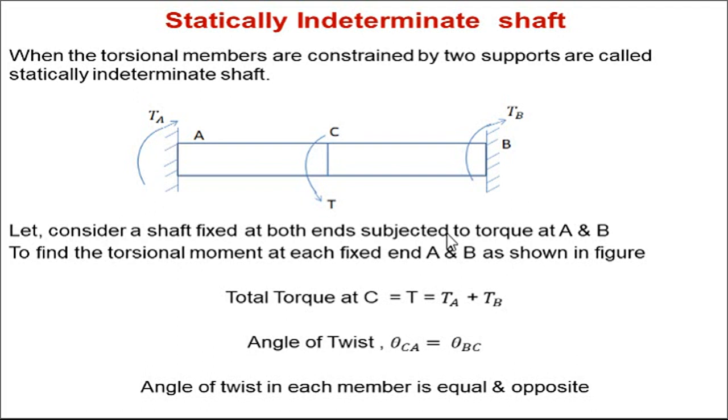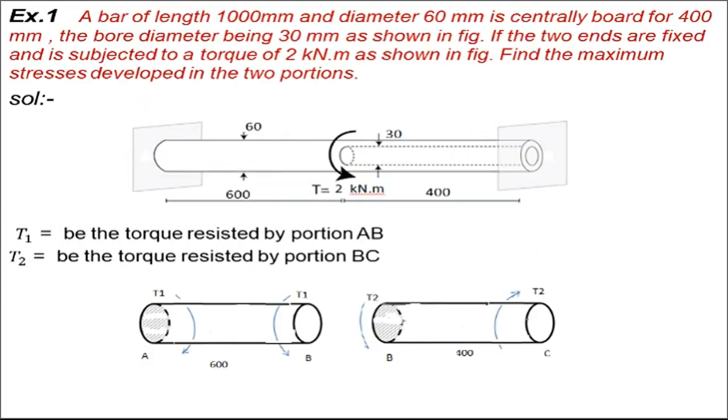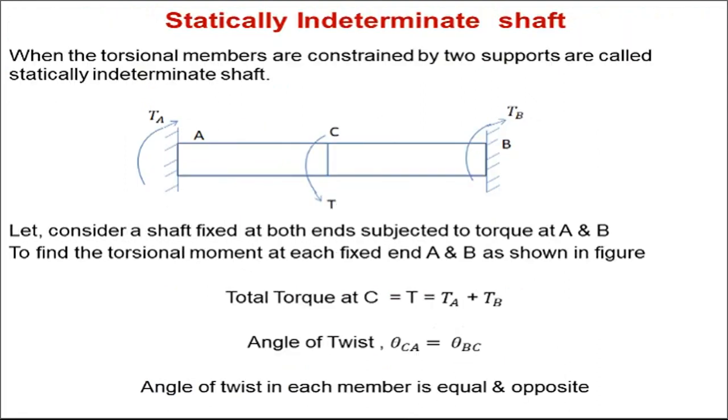So the angle of twist in each member is equal and opposite. Whenever the torsional deformation is clockwise in the AC member, that angle of twist is anti-clockwise in the BC member. But the theta values are equal for both portions AC and BC. So you have to remember here that the angle of twist in each member is equal but in the opposite direction. So let us take one problem on this statically indeterminate shaft.